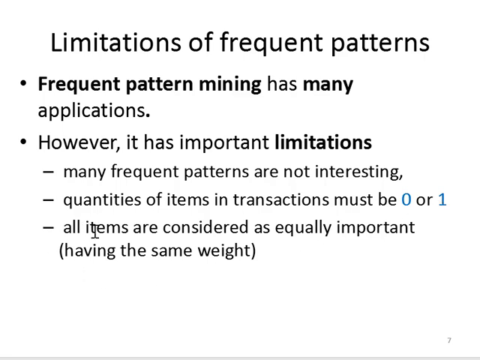And also, all items are considered equally important. So for example, you buy 1 bread, or you buy 1 diamond, or you buy something very expensive. It will all be considered the same, because there's no weight to evaluate. There's no way to evaluate how important an item is.